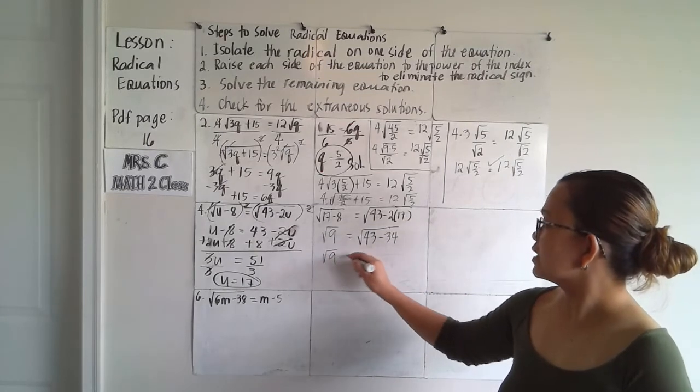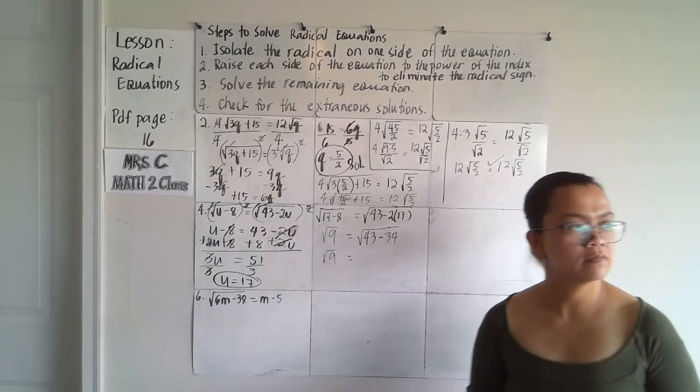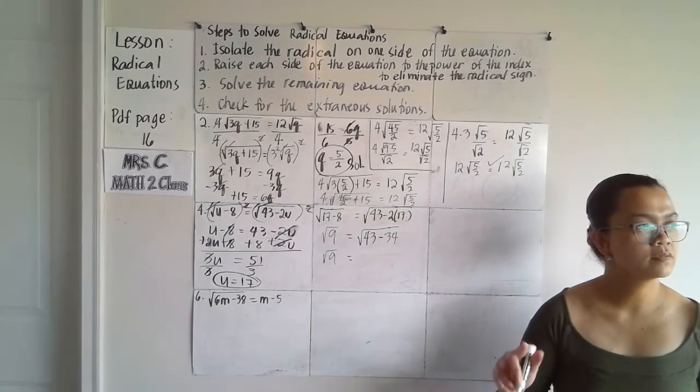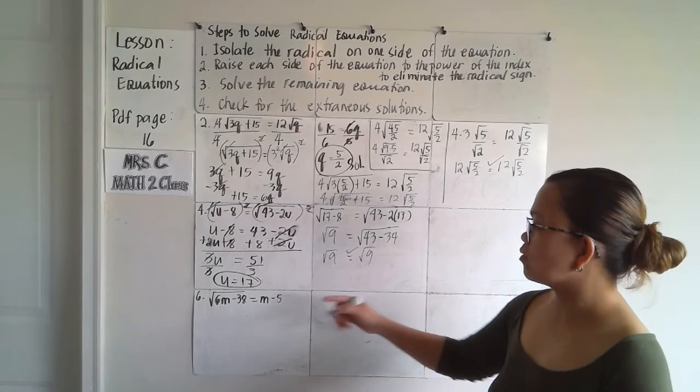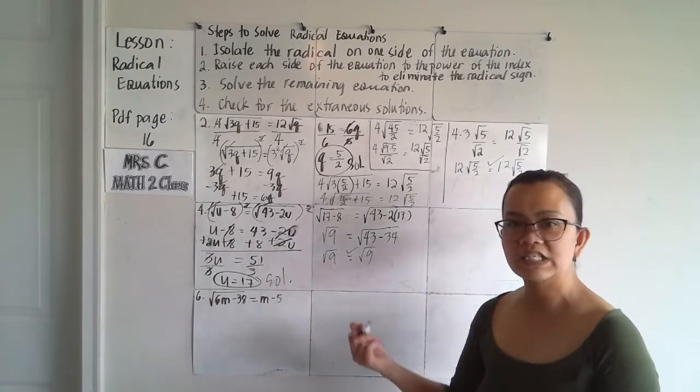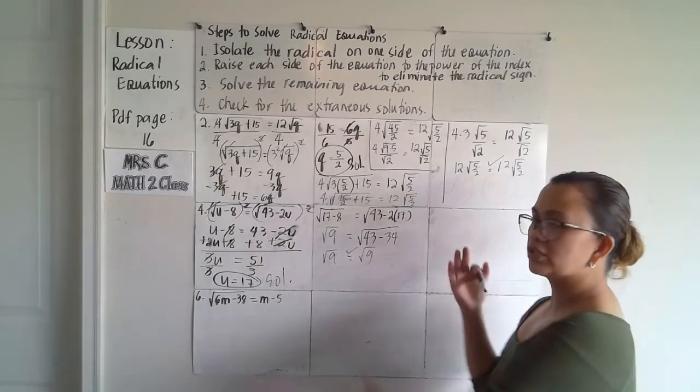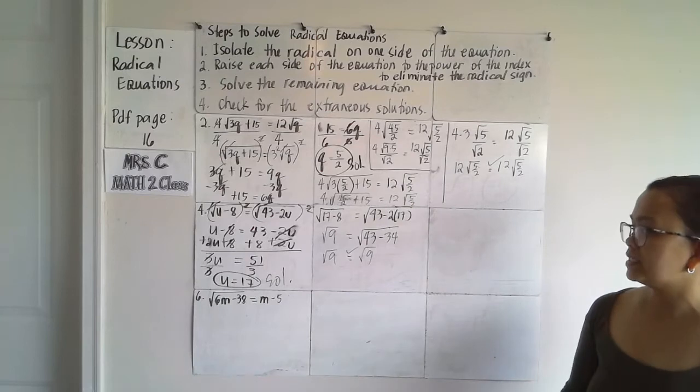Square root of 9, let's leave it like that. What's 43 minus 34? Is it 9? 43, yeah, square root of 9. So I think they are equal, so 17 is a solution. See, it's easy. It looks difficult, but it's really, really easy.